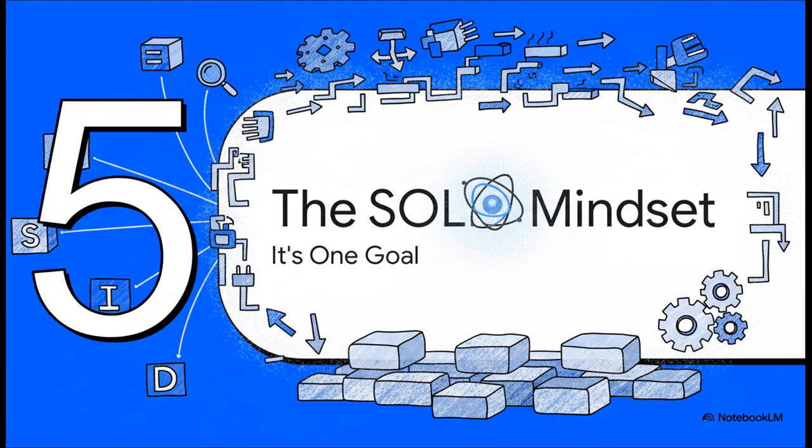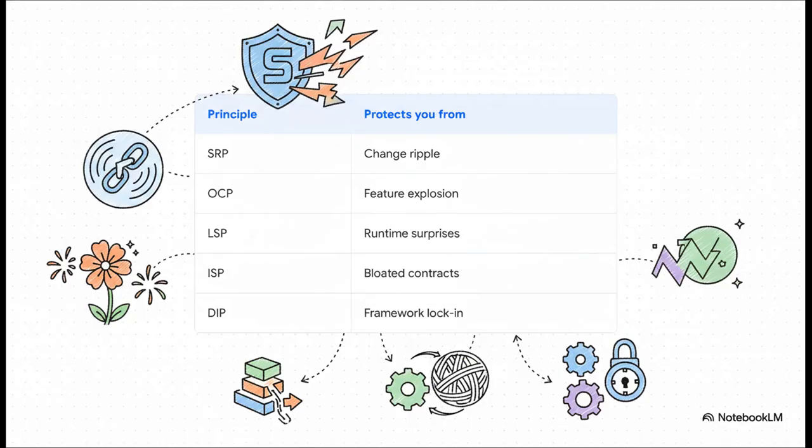But the real aha moment comes when you stop seeing them as 5 separate, disconnected rules and start seeing them as one single, unified mindset that has a very clear goal. Let's just tie it all together. Look at this. SOLID is really just a defensive strategy to protect your most valuable code from different types of change. SRP protects you from the ripple effect, where one small change breaks 10 other things. OCP protects you from the chaos that comes with adding new features. LSP protects you from those nasty runtime surprises. ISP protects you from depending on things you don't need. And DIP protects you from being locked into a specific database or framework. It's all about building walls to insulate your core logic.